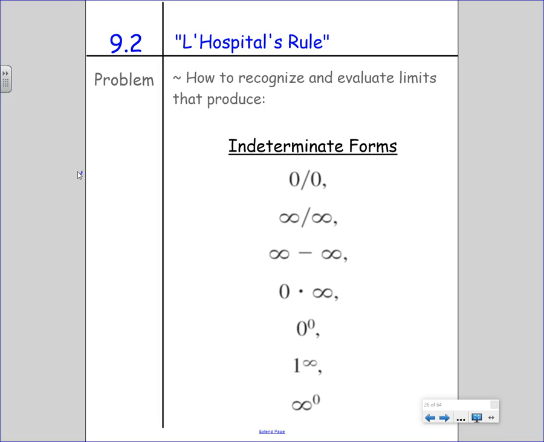L'Hopitals, you guys state it for me, it's an endeavor card, it's a forever card. If the limit as x approaches c of a function produces what? An indeterminate. Then the limit as x approaches c of f of x over g of x equals the limit as x approaches c of f prime of x over g prime of x. The entire rule only works for which two forms? 0 over 0 and infinity over infinity.